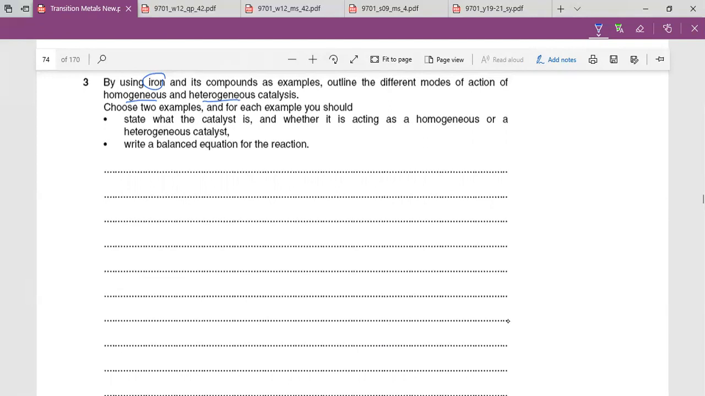So here you can see, choose two examples. You want to underline two examples, and for each example, it means one for heterogeneous, one for homogeneous. State what kind of catalyst. So state the catalyst first, whether it acts as homogeneous, all these are marks, and write a balanced equation. So three things you are supposed to write. Okay, now let's look at the marking scheme.